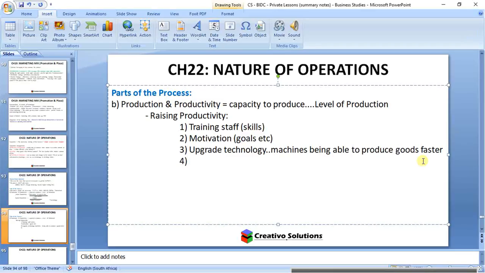Number 4, better management, efficient management. What did they say here? Supervising staff, checking staff, etc. Okay, checking staff, supervision, etc. That's what they described there. Right, and those are the 4 methods that they described in the textbook that's going to be used to raise productivity. Train your staff, motivate them, use better technology, and make sure you're managing things correctly.